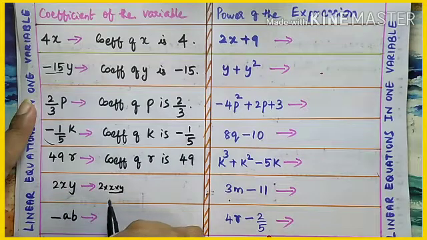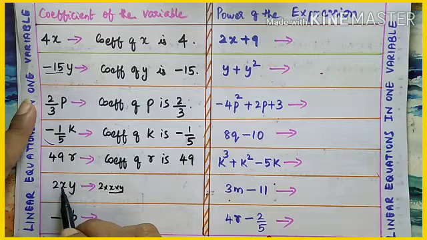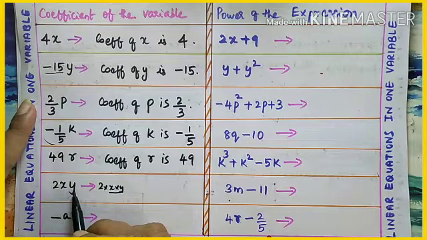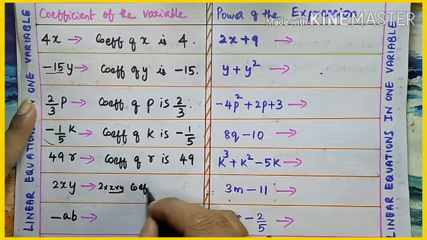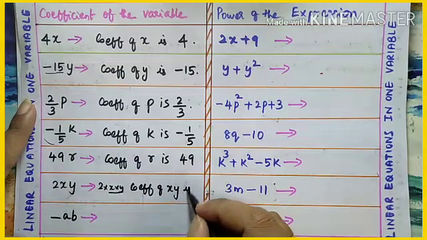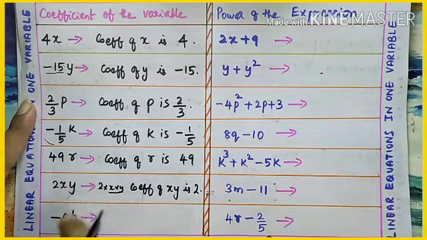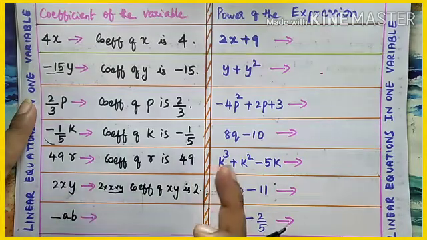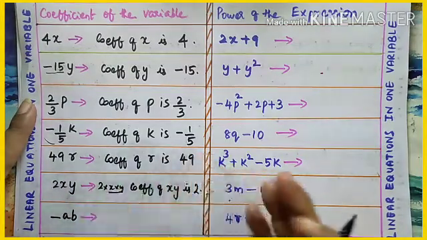So we need to ask, what is the coefficient of xy? So the coefficient of the two variables I am telling together. Coefficient of xy is 2. This type of expressions you will learn in higher classes. Okay. Just I mentioned here.